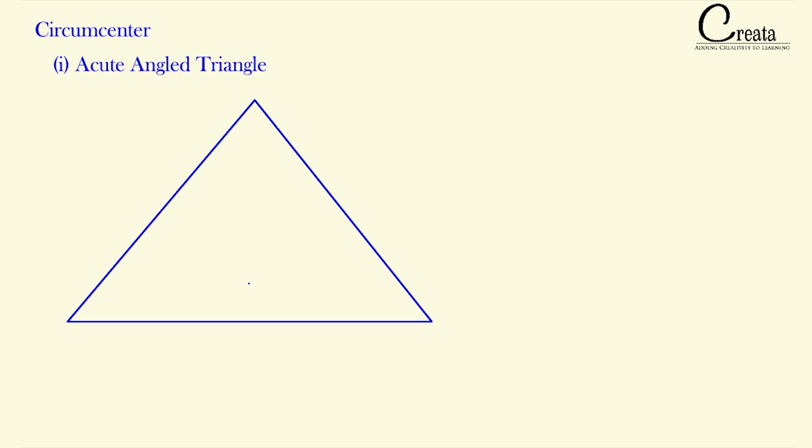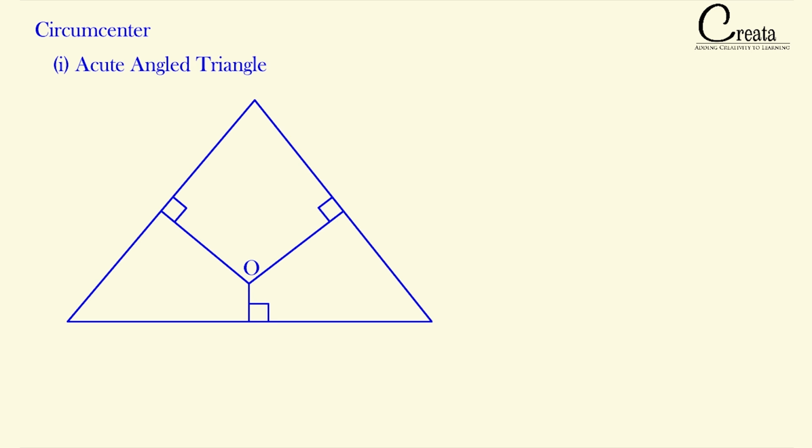In the first case, we will take the acute angle triangle, the triangle with the angles less than 90 degrees. For this acute triangle, let's try to find the circumcenter. For that, let's draw the three perpendicular bisectors of the three sides of the triangle. These three perpendicular bisectors meet at the point that is the circumcenter, and this circumcenter is inside the triangle. You can take any random acute angle triangle. The circumcenter will always lie inside the triangle only.